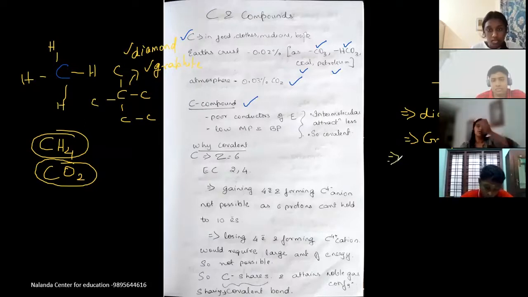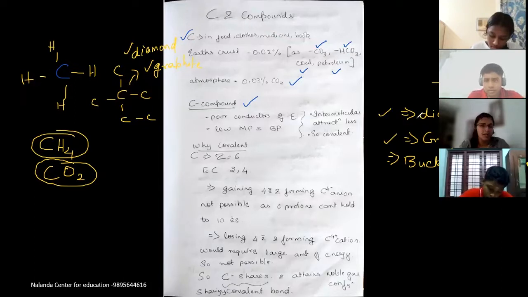There are three allotropes of carbon: diamond, graphite, and Buckminster fullerenes. Buckminster fullerenes is not a very common allotrope, but these two are very common allotropes. Diamond does not conduct heat and electricity. Graphite conducts heat and electricity. Graphite has a layered structure. Diamond has a three-dimensional structure. Graphite is used as a lubricant.